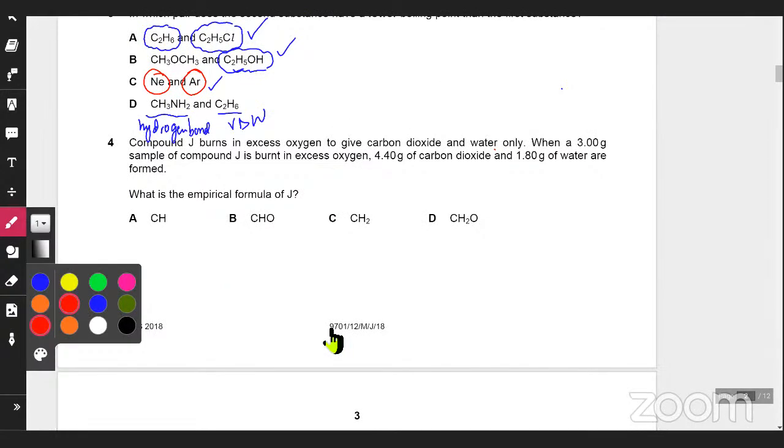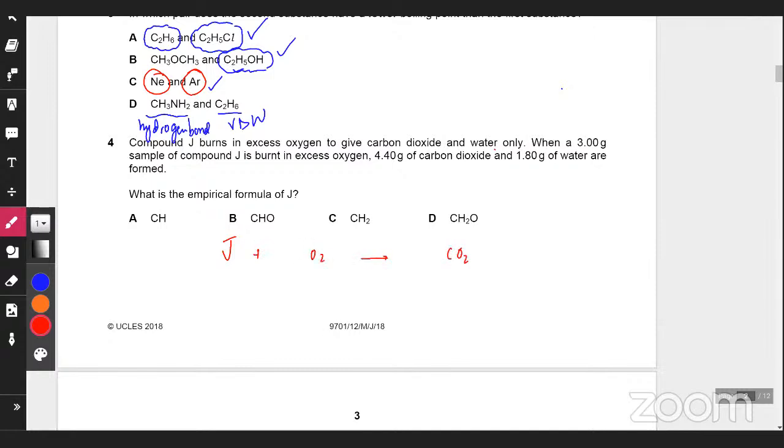So the last one says that compound J burns in excess oxygen to give carbon dioxide and water only. When a 3-gram sample of compound J is burned in excess oxygen, it produces... So there's some compound J that's burning in oxygen, and it's producing carbon dioxide and H2O. Now what is provided is the amount of carbon dioxide. There's 3 grams of this, and there's 4.4 grams of carbon dioxide. Okay, that's given over here.